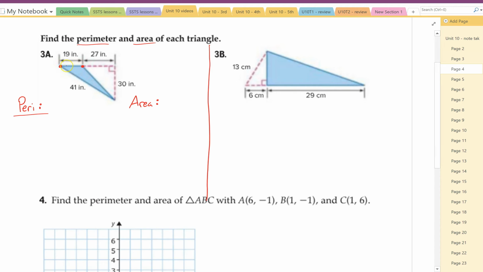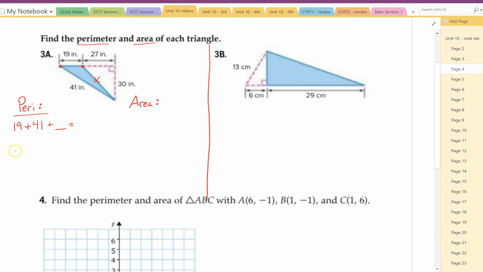Right now I can see that one side is 19. This long side here is 41. And then I have this side right here, and I don't know the length of that side yet. What I can see though is that this side that I'm calling X right now is the hypotenuse of a right triangle that I know the lengths of the other two sides for. So to figure out this missing side, I'm going to use the Pythagorean theorem.